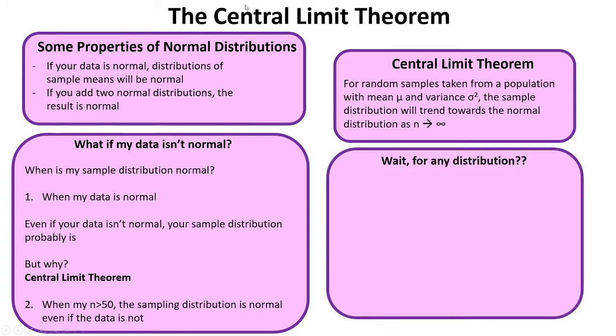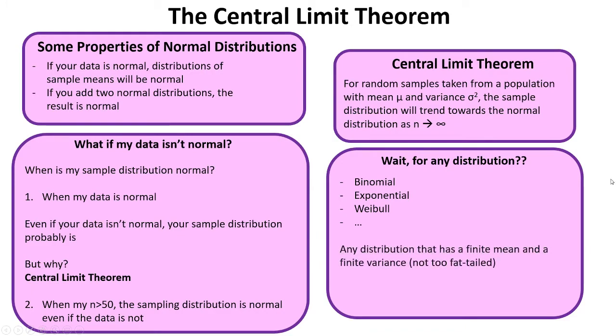And that means any distribution. Binomials, exponentials, Weibulls, parabolics, anything that you can think of will have a sampling distribution that will trend towards the normal distribution as n goes to infinity. The only requirements here are that it has a finite mean and a finite variance. There are some that do not, but you won't be dealing with any of them in this course, and you'll probably never see one.